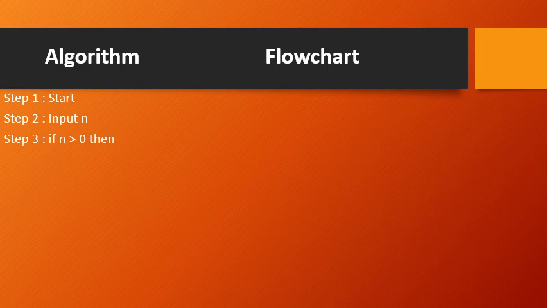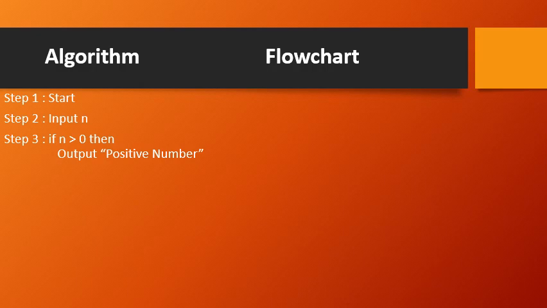So if n is greater than 0 and this is true, then the then part will be taken care of, and the next statement has to be executed, in the sense that the flow of the algorithm will be such. If n is greater than 0 is true, then definitely the given number n is a positive number. So we have to output it: output, the number is positive, or we can say positive number, right?